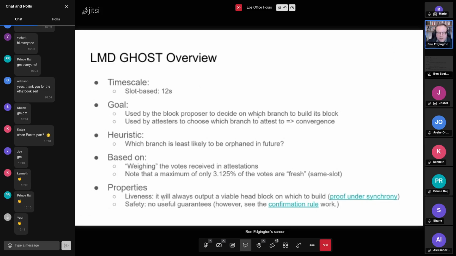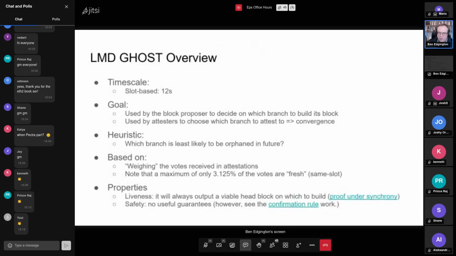What are the properties of LMD Ghost? Well, it's live. It will always output a viable head block on which we can build. And there's a proof of this under synchrony assumptions. Under asynchrony, there's a proof in the Gasper paper that it's probabilistically live. But we needn't worry about these details. It's basically live. It guarantees that you can always continue building the chain. As for safety, it doesn't give any useful guarantee. So LMD Ghost doesn't guarantee you any particular kind of safety.